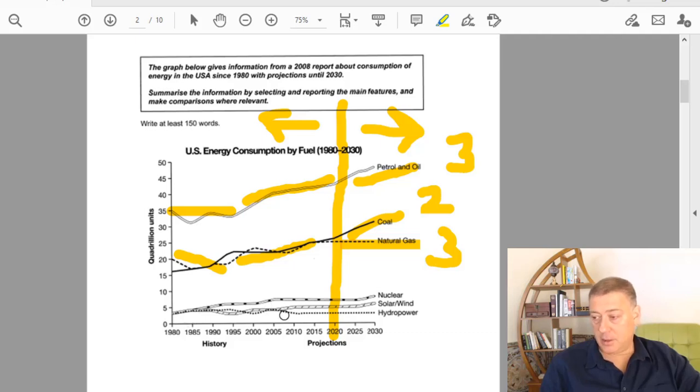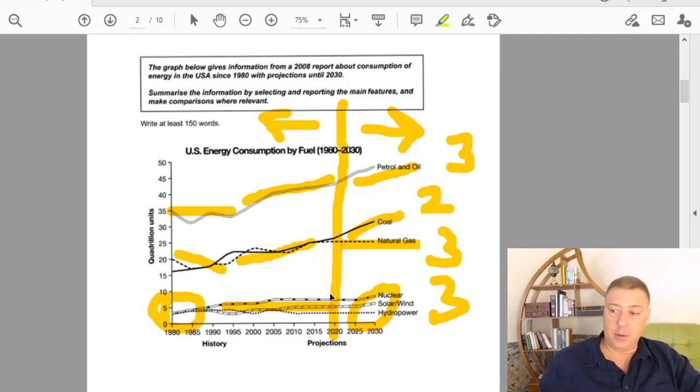If we look at these 3, this is a good example of where you can talk about 3 in the same way. So nuclear, solar, wind, and hydropower all started out around 3 quadrillion units and changed little up until now. And then nuclear and solar wind are forecast to increase slightly in the future, whereas hydropower is expected to remain unchanged, something like that. So that's 1 long sentence or 2 shorter sentences to describe this bit. So again, there's 3 bits of information.